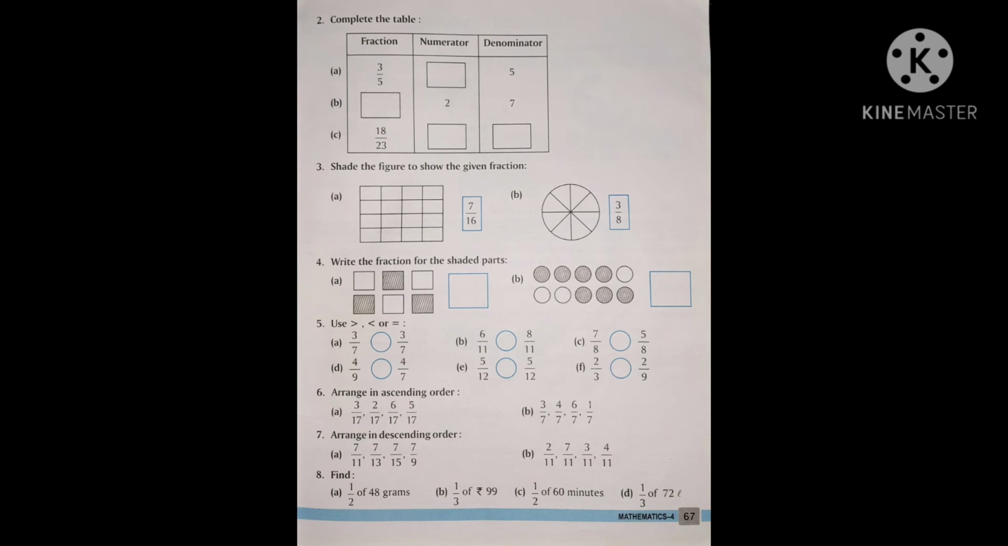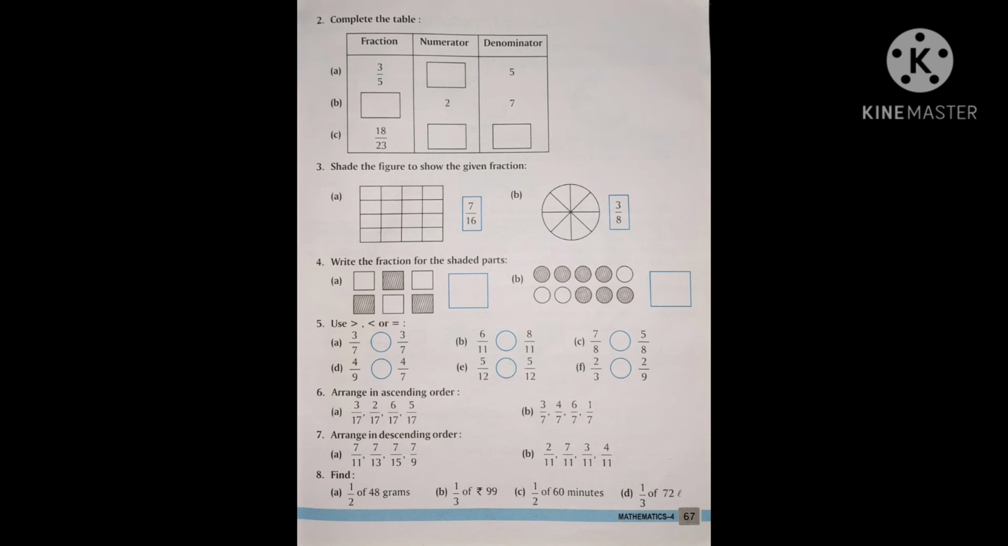Fifth question, you have to find out which is greater or which is less or which is equal to. Okay. First question is 3 by 7 and 3 by 7. You can see both are equal. Next is 6 by 11 and 8 by 11. Here you have to draw total 11 squares and shade 6 parts first. Again draw 11 squares. Shade there 8 squares and find out which one is greater. You can find like this that 8 by 11 is greater.